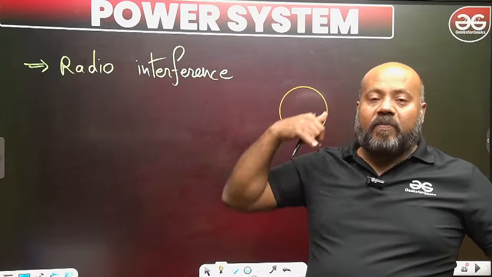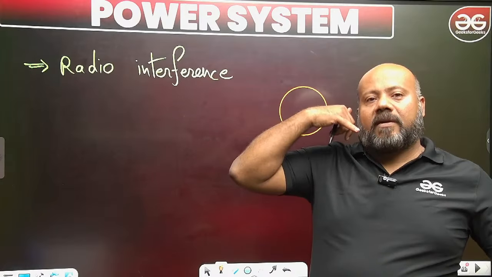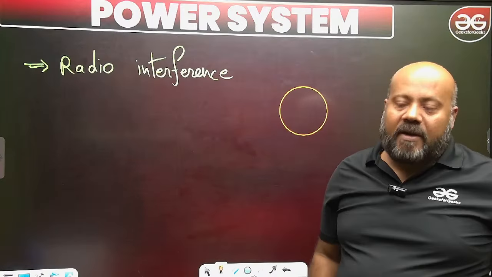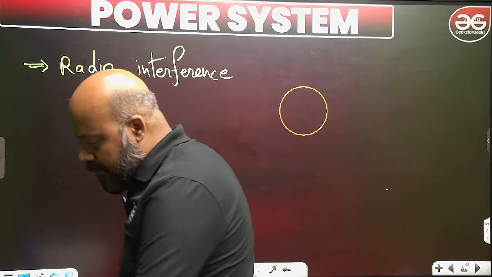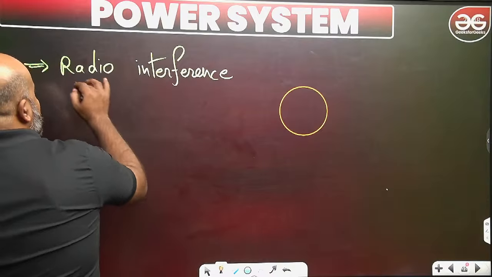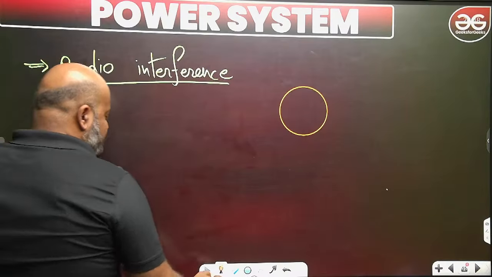Earlier, when you picked up the phone, that is nothing but radio interference, you can see it in the most simple way. So what is this radio interference? Let us try to understand.